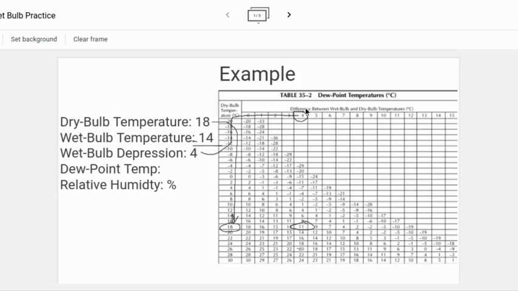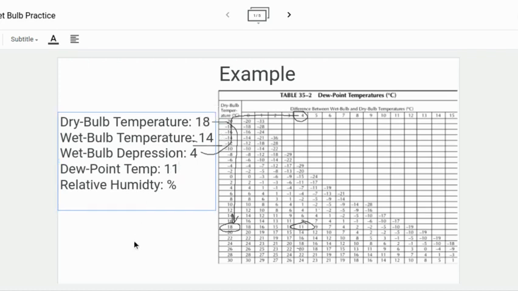So the dew point temperature is indeed 11 degrees Celsius. And essentially what that means is that in order for this air mass to be saturated, to reach 100% humidity, the air mass has to cool from 18 degrees to 11 degrees.